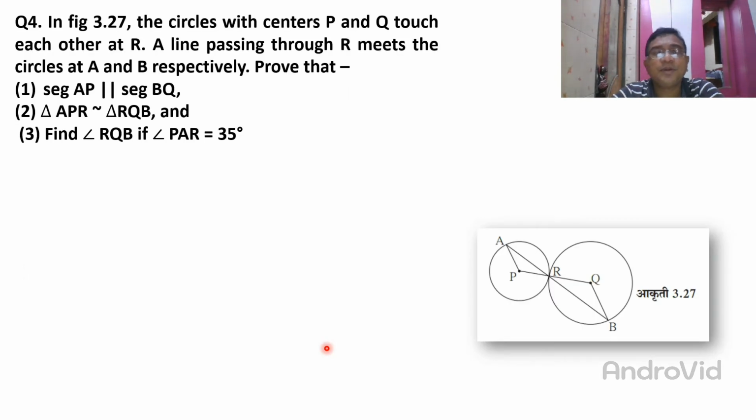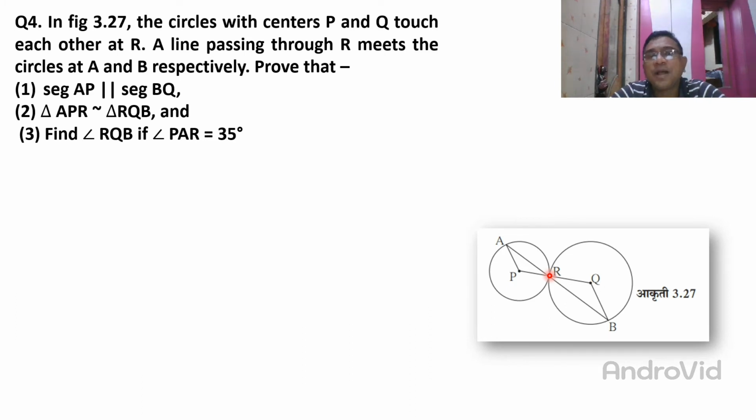Then the fourth problem. In the figure, the circles with centers P and Q touch each other at R. A line passing through R meets the circles at A and B. This is the circle with center P and this is the circle with center Q. One is the P-center circle and another is the Q-center circle. The circles touch each other externally at point R.